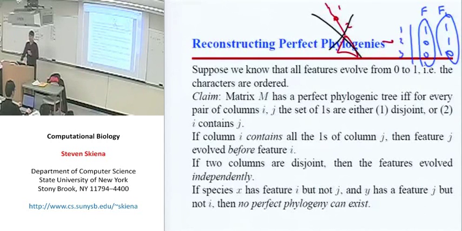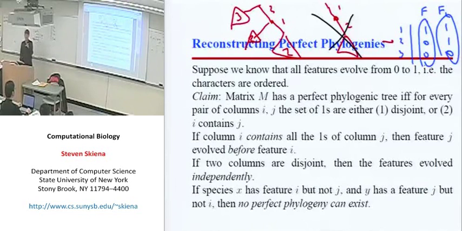What is the tree that explains it? If we now have a tree where feature 2 evolved, then feature 1 evolved, right? Now what's going to happen? In this subtree over here would sit species 2, right? And in this subtree over here would sit species 1. And in this subtree over here would sit species 3. Does everybody see that?